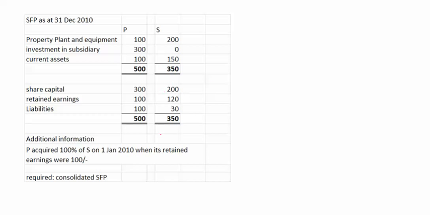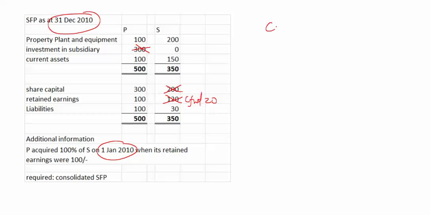So here we are told that the accounts are as of 31st December 2010, but the company was acquired some time ago in January 2010 when the retained earnings were 100. So the concept is very clear. This investment in subsidiary 300 will not appear because it will cancel out to the equity. So 200 there and the 100 that was there on the date of acquisition. So this 100, but there will be a carry forward of 20. So that 20 will be subjected to simple addition. Let's now solve for that.